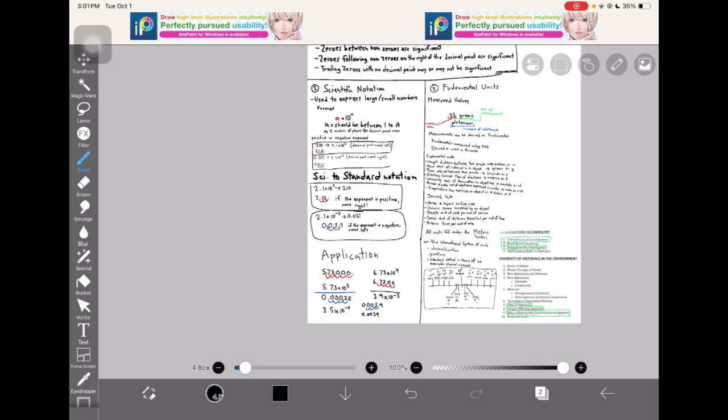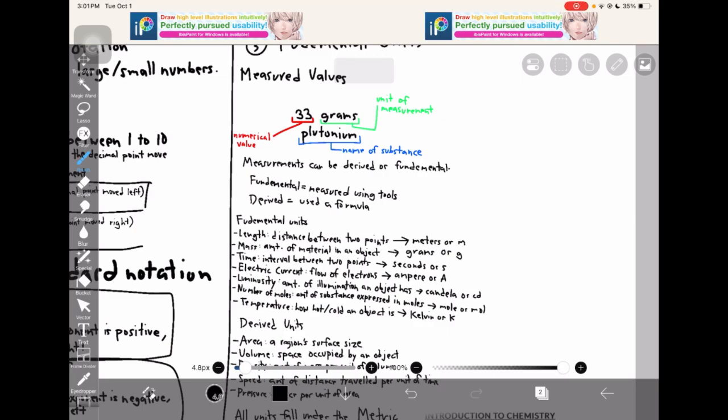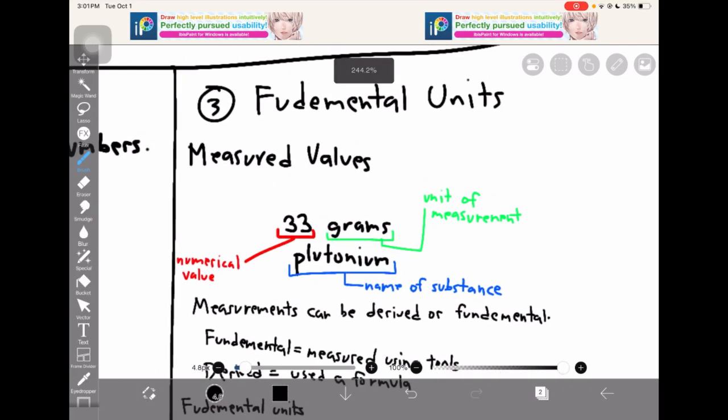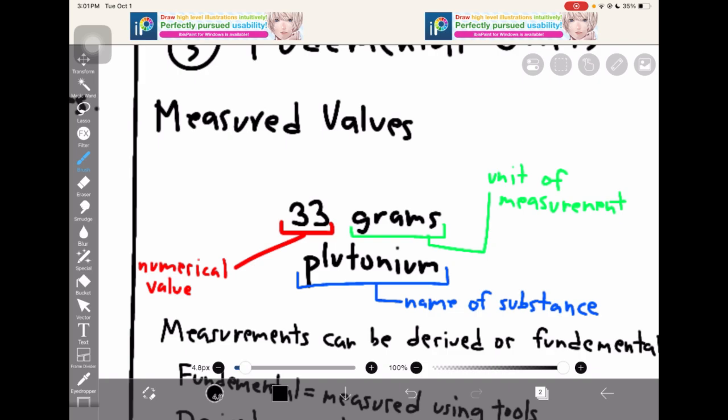Next is fundamental units of measurement. So it's quite a lot, but I'll just try to make it as simple as possible. We have the fundamental units of measurement, and we have to know what measured values are. There are 3 parts of measured values. The numerical value, in this case 33. The unit of measurement, which in this case is grams, and the name of the substance, which is plutonium. This is how you state your given in problem solving. You put 33 grams plutonium or 22 ounces of coffee, something like that.